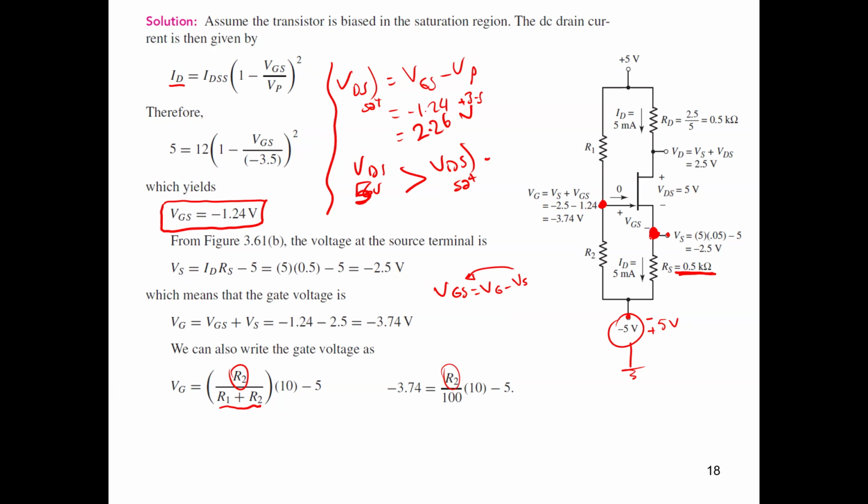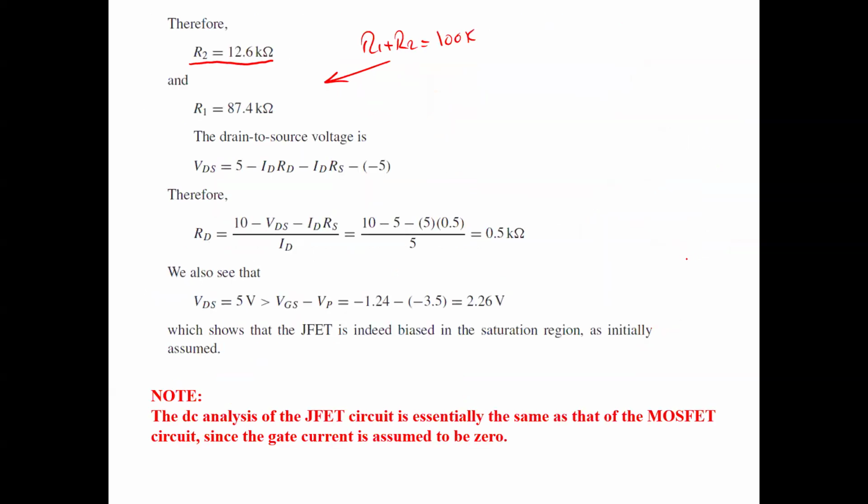If you would like to continue the circuit, you can say instead of Vs, 5 volt equals RD plus RS times ID plus VDS minus 5. It's still possible. But since we already know the volt of this point here, we can say 5 volt equals ID RD plus 5 volt, which is VDS, plus the value of Vs, which is minus 2.5 volt. So this is easier now, okay?